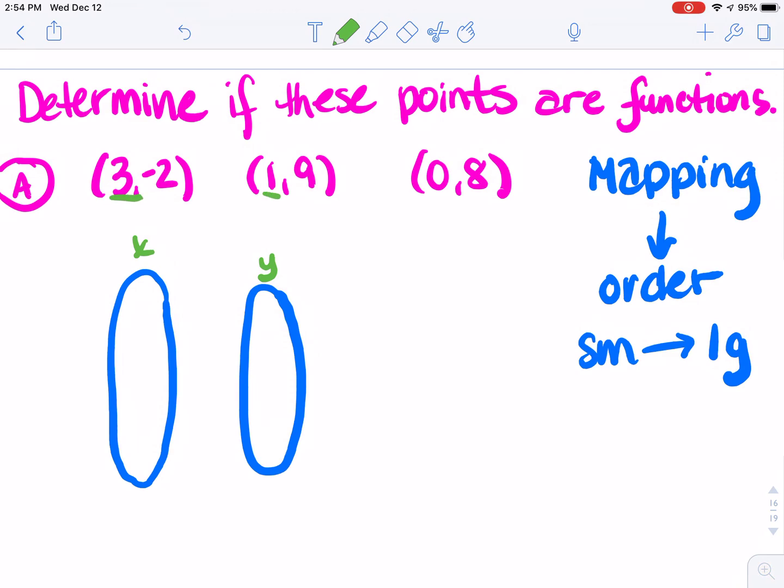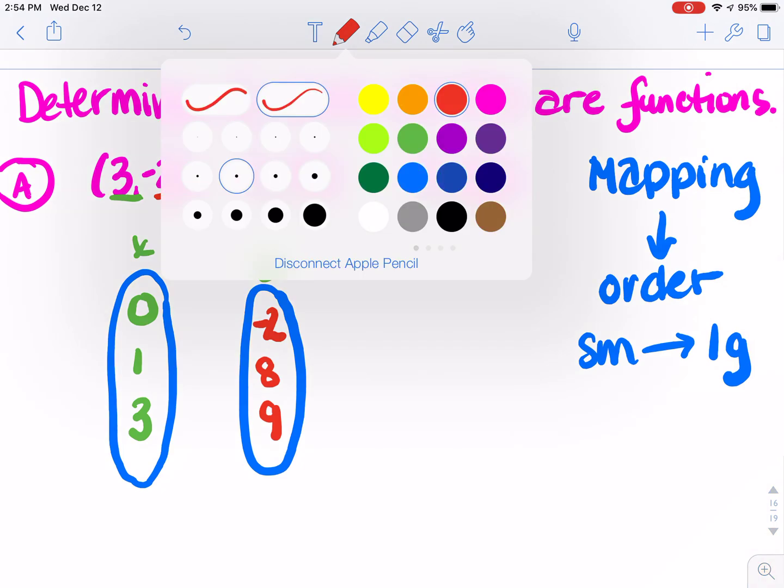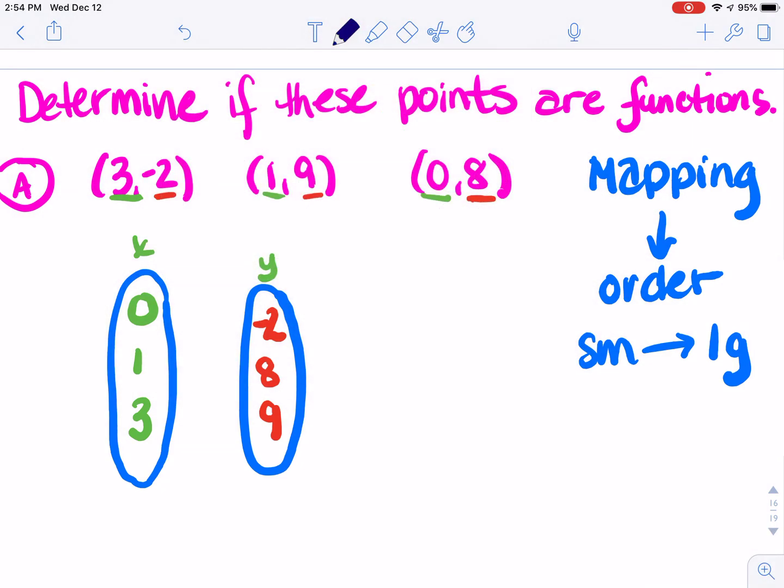So I have 3, 1, and 0 for my X values. If I put them in order, 0 is the smallest, then 1, and then 3. Now if I look at my Y's, I have -2, 9, and 8. So in order, it would be -2, 8, and 9. Okay, now I'm going to go through and pair them up based on what the points are.